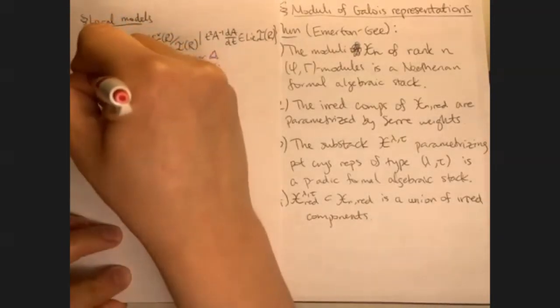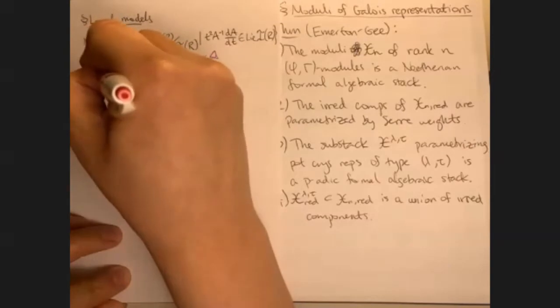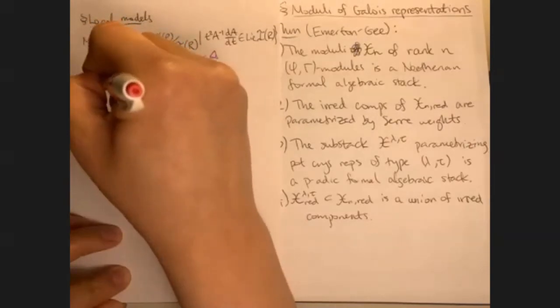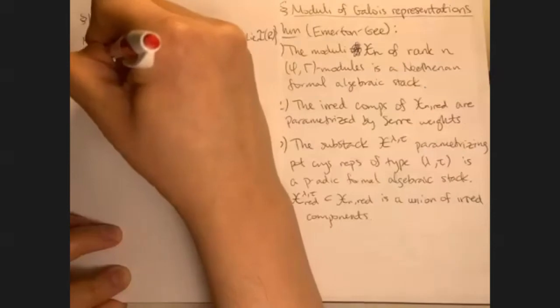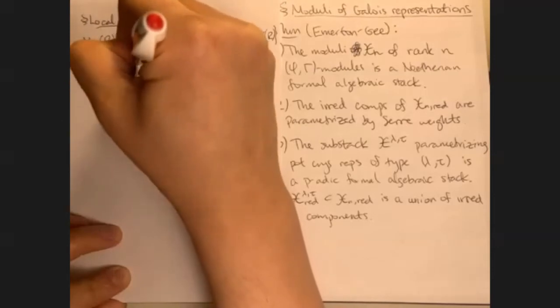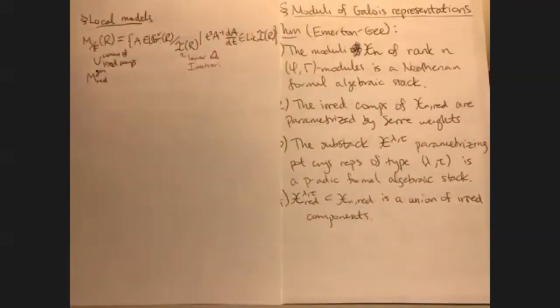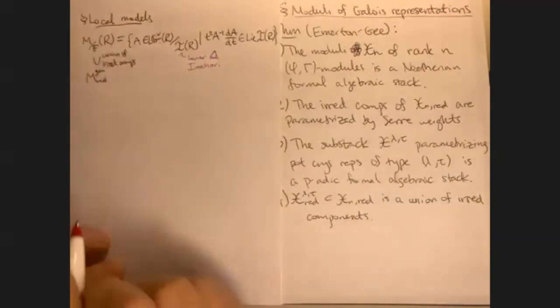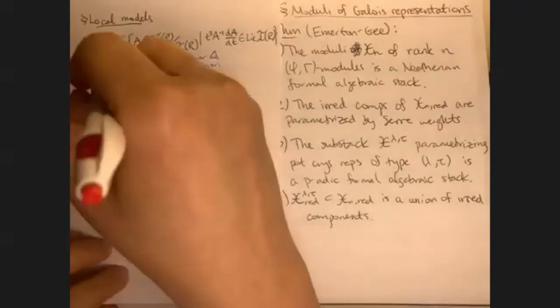So in here, I want to take a certain union of irreducible components. And I want to take the underlying reduced scheme structure. Unfortunately, I can't be too explicit about what this is.